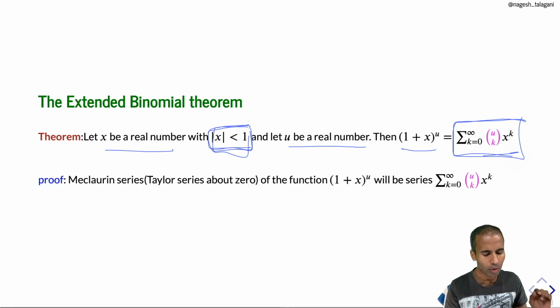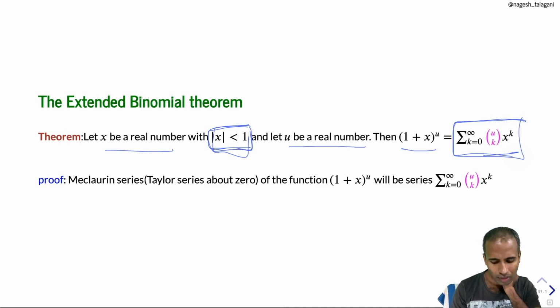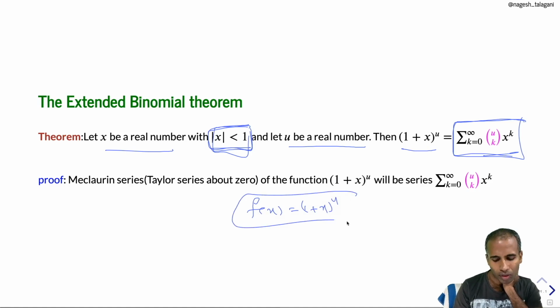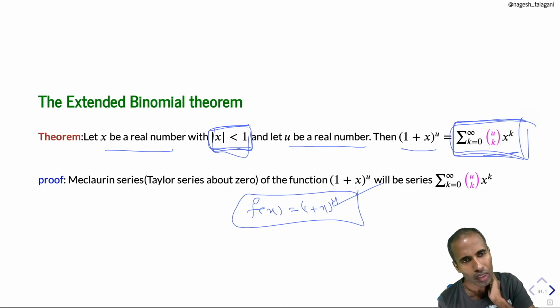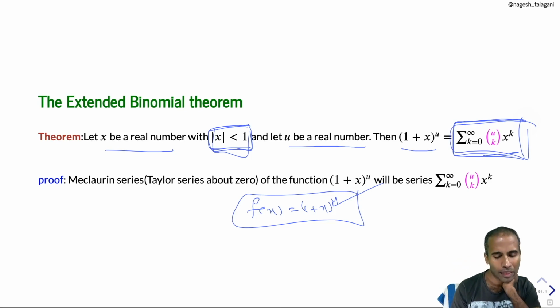Now the proof. The proof is from calculus. Simply, if you take the function f of x equal to 1 plus x whole to the power of u, this is infinitely many times differentiable. Then you can talk about the Taylor series about 0. You can also call it the Maclaurin series. If you write the Maclaurin series for this function, that will be exactly the right hand side. That's the proof. We are not going to do it here; it's from calculus.